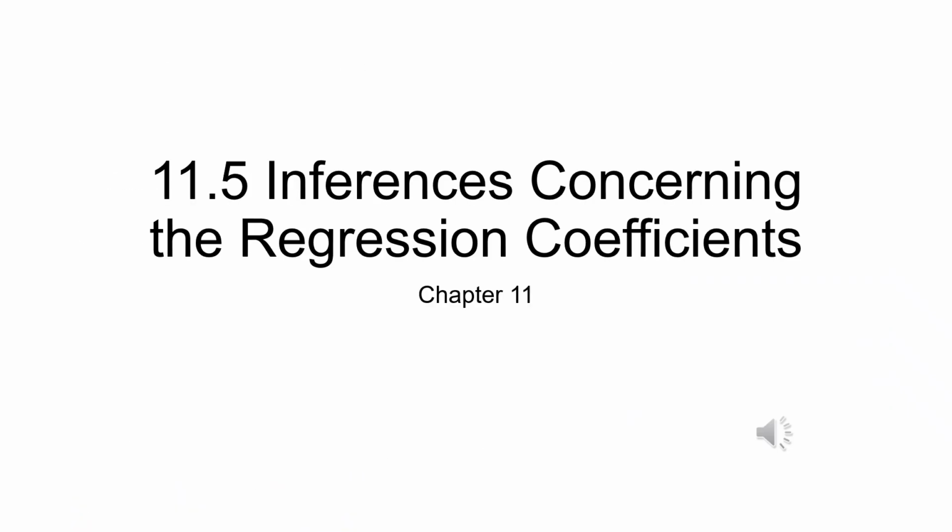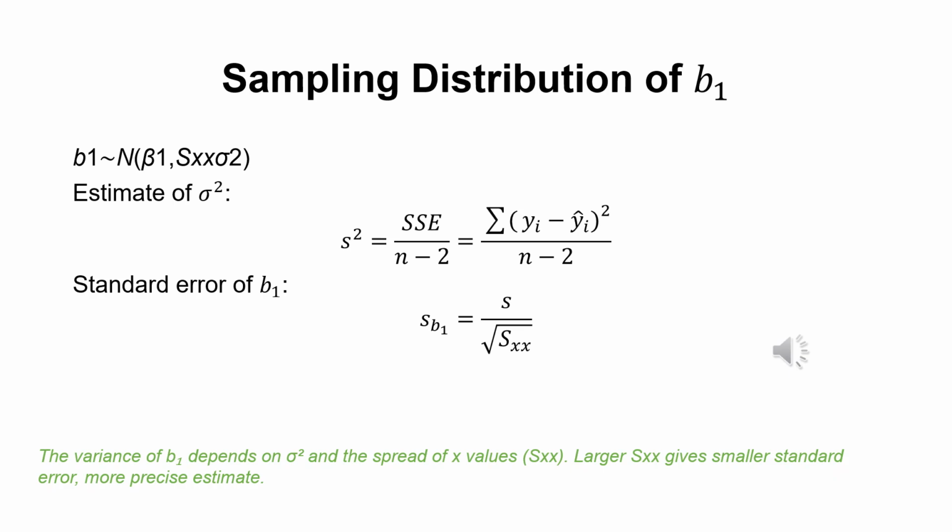11.5 Inferences concerning the regression coefficients. Once we've estimated the regression coefficients and the error variance, the next natural step is to make inferences about them. We want to answer questions like, is the slope significantly different from 0? What is a confidence interval for the intercept? In this section, we'll learn how to conduct hypothesis tests and construct confidence intervals for beta_0 and beta_1 using the t-distribution.